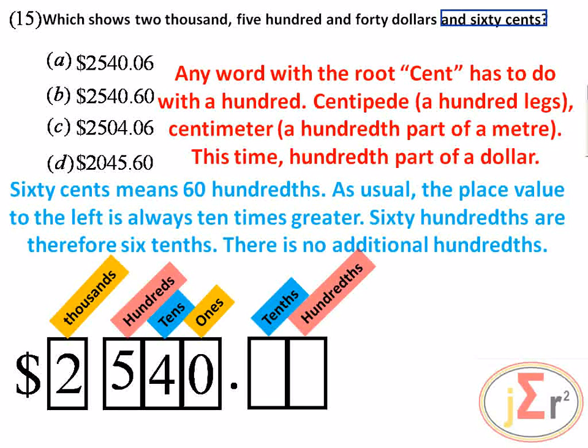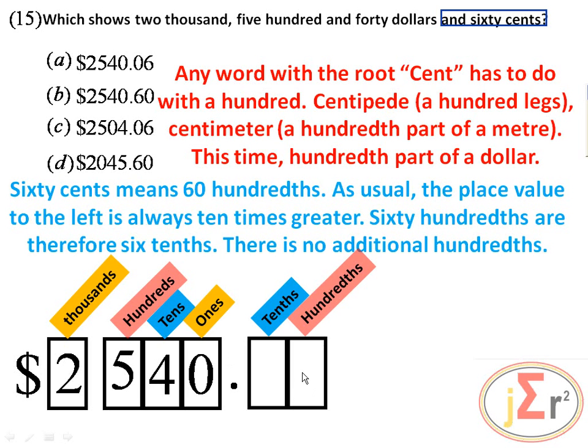As usual, the place value to the left is always 10 times greater. So 60 hundredths are therefore 6 tenths. There is no additional hundredth. So we have what? 60 cents. So we have what? 60 hundredths. So what does 60 hundredths mean? It means that we are in the hundredths region.